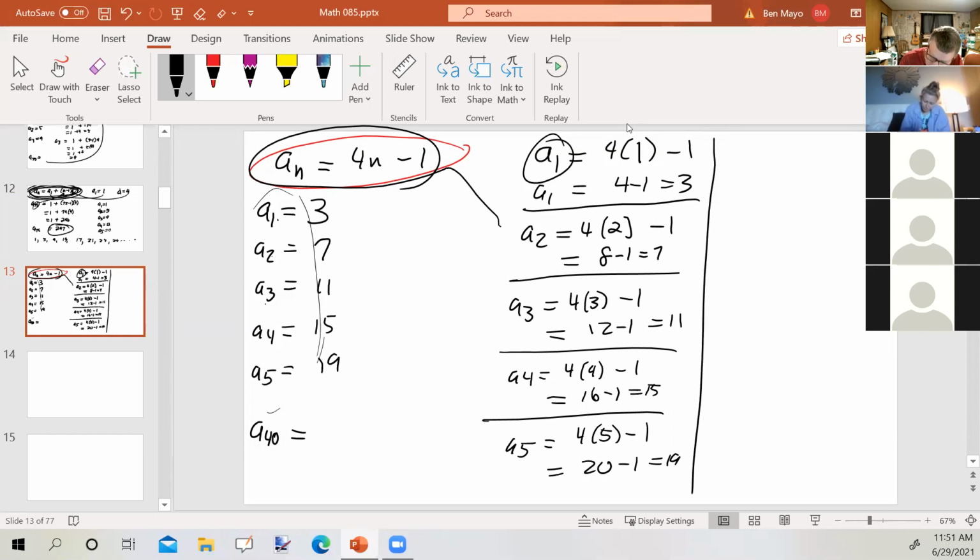Now we'll find a sub 40. So a sub 40 is 4 times 40 minus 1, 160 minus 1, or 159. So I found the first 5 terms in the sequence, and then the 40th term.